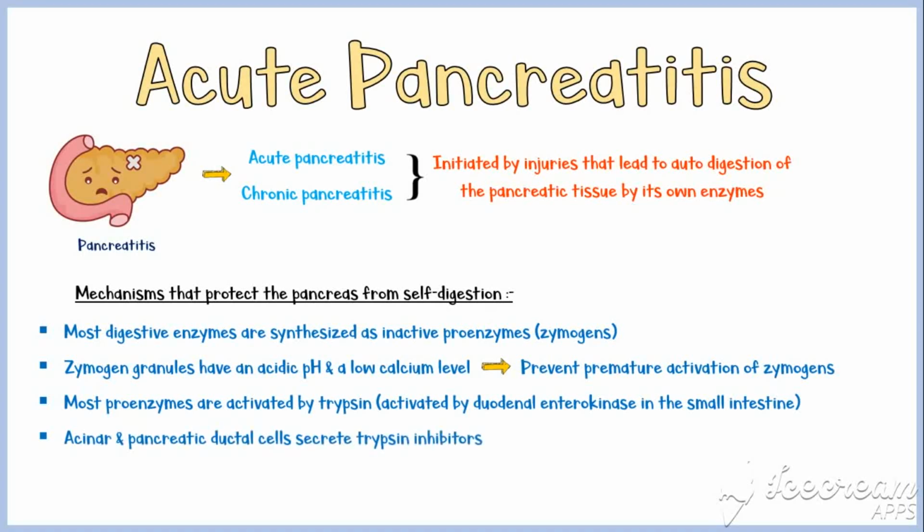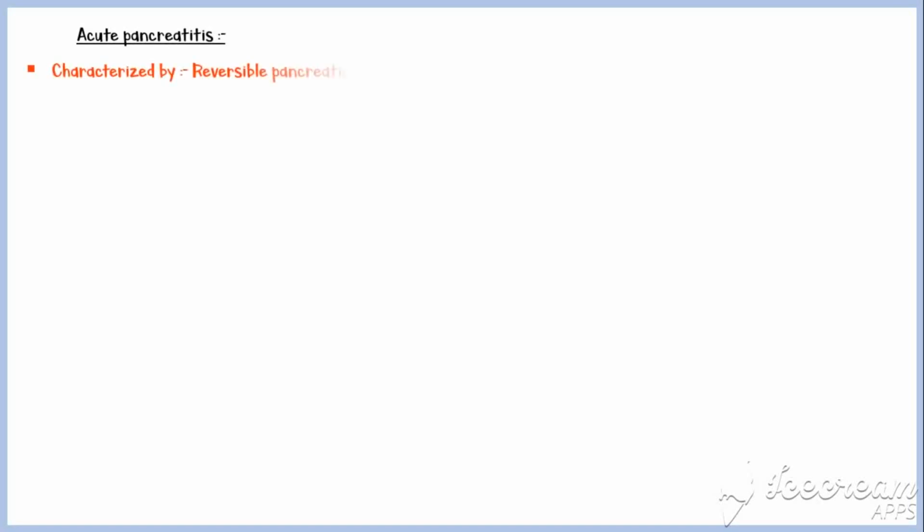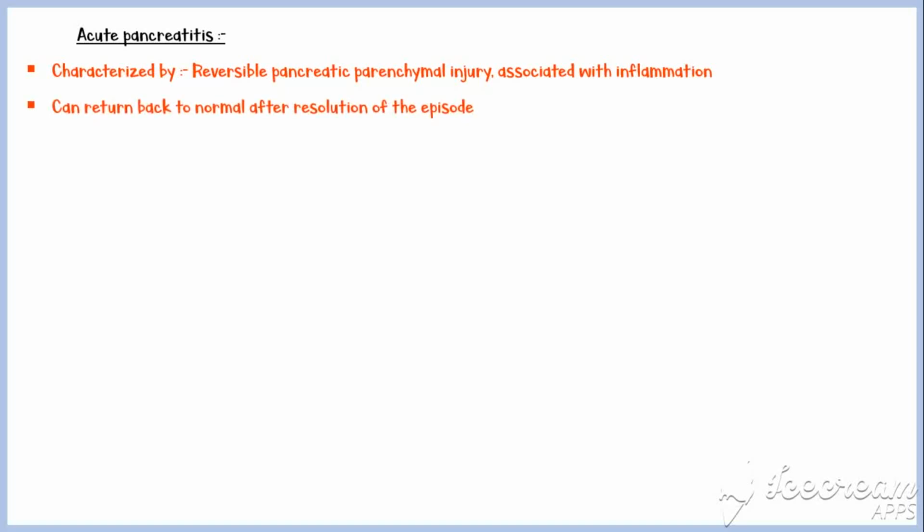Moreover, acinar and pancreatic ductal cells secrete trypsin inhibitors, which further limit intrapancreatic trypsin activity. So, pancreatitis occurs when these protective mechanisms are deranged or overwhelmed. Acute pancreatitis is characterized by reversible pancreatic parenchymal injury associated with inflammation. It can return back to normal after resolution of the episode.